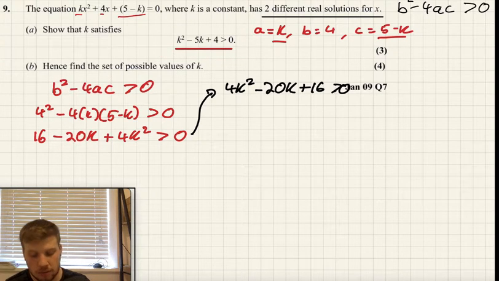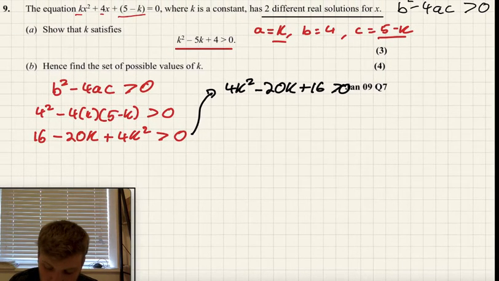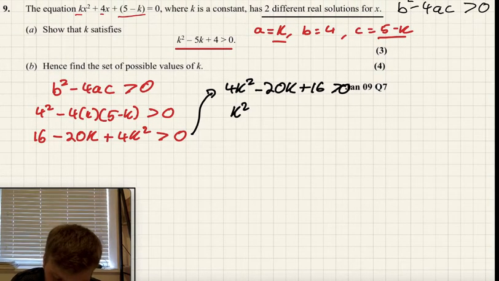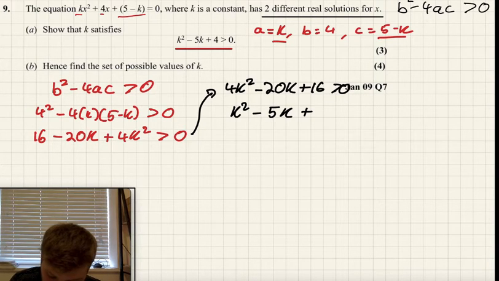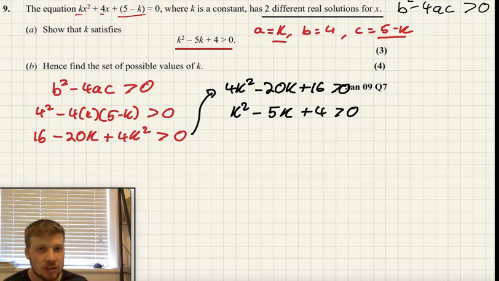So I'm going to need to divide each term by the same constant, and that's going to be 4. So dividing by 4 is going to give me k squared, take away 5k plus 4 is greater than 0. Okay, perfect. We've done part A. We've shown that k satisfies this equation. Now it says, hence find the set of possible values for k.